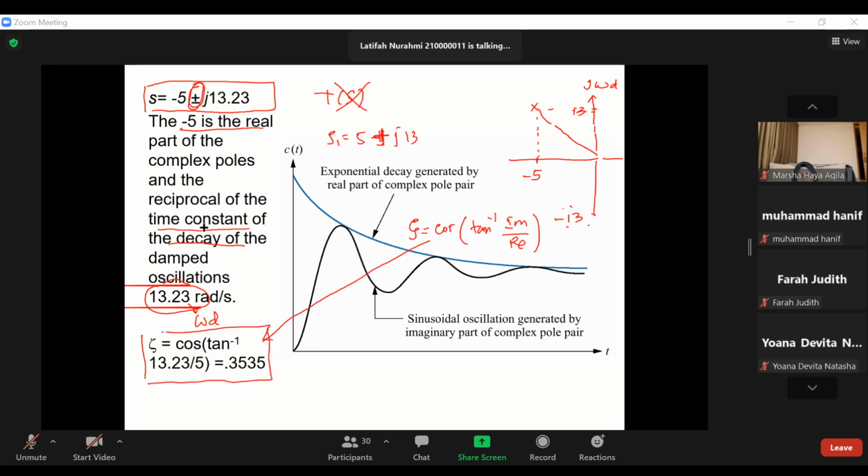Now you have to understand again what this angle actually is, because there are cosine and also tangent. So what is the angle of zeta here? What does this mean?